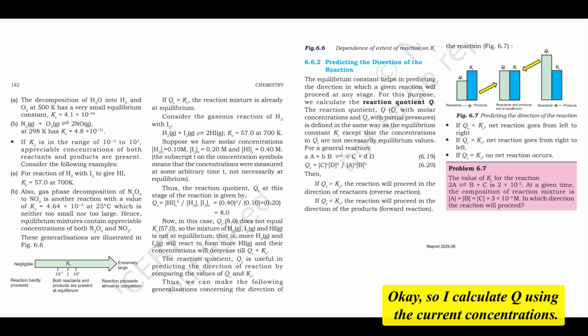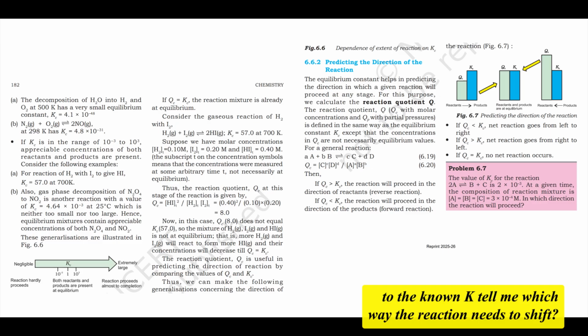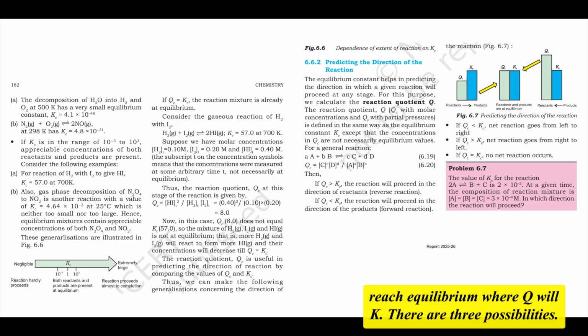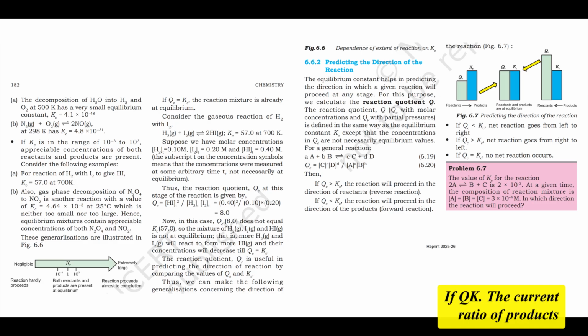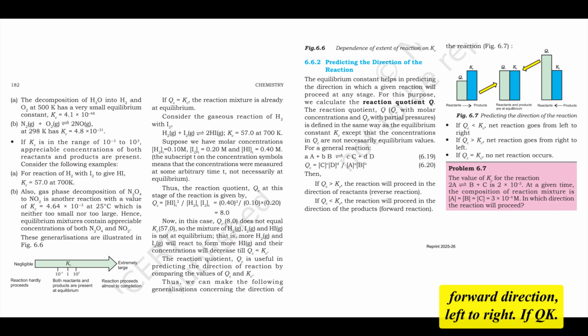Okay, so I calculate Q using the current concentrations. How does comparing that value to the known K tell me which way the reaction needs to shift? It's a straightforward comparison, really, and it's based on the system trying to reach equilibrium where Q equals K. There are three possibilities. If Q < K, the current ratio of products to reactants is smaller than the equilibrium ratio. To reach equilibrium, the system needs to increase the products and decrease the reactants. Therefore, the net reaction will proceed in the forward direction, left to right.